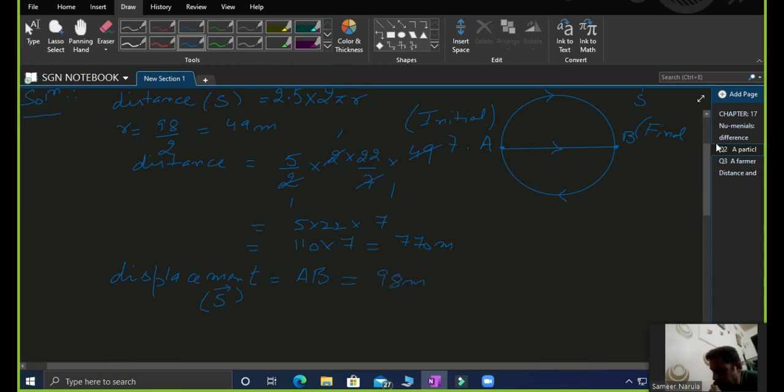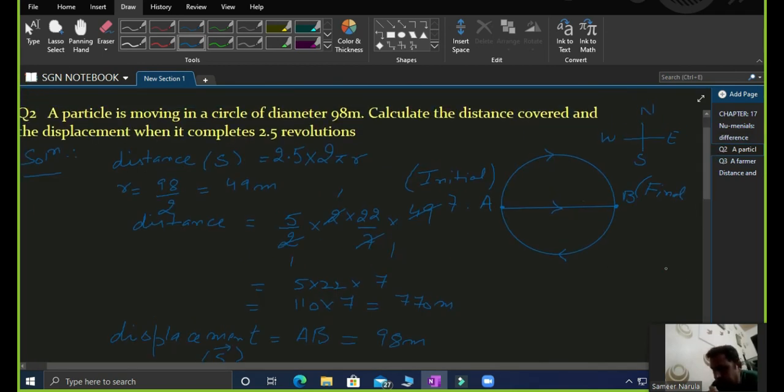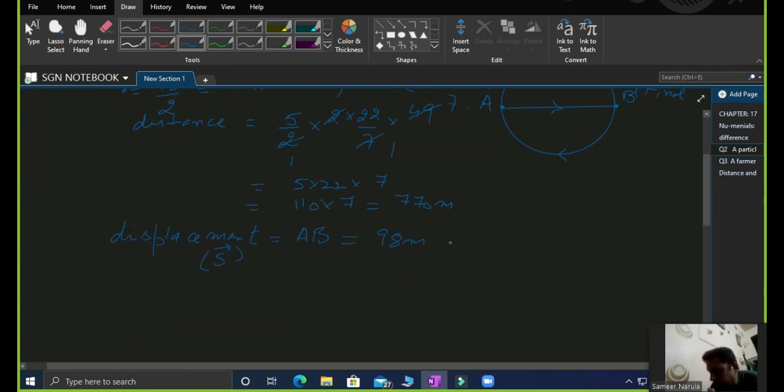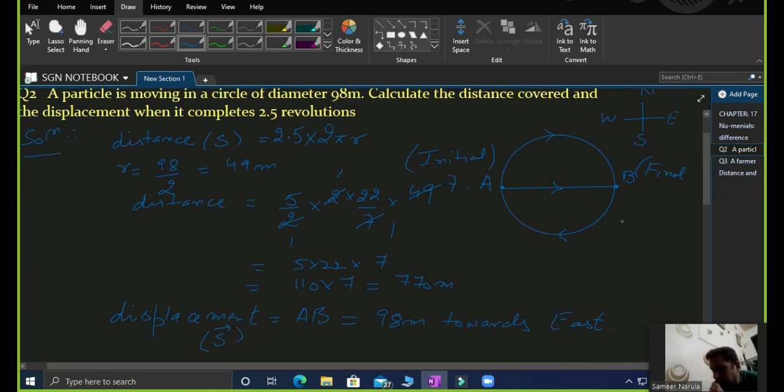And you just see what the direction is. This is the direction towards east, that is going towards east. So we just write that this is towards east. So in this way, we calculated both the distance and displacement for an object moving in a circular path having a diameter of 98 meter, and it took 2.5 revolutions. So this is the way this kind of question is done. Now we move on to the next question.